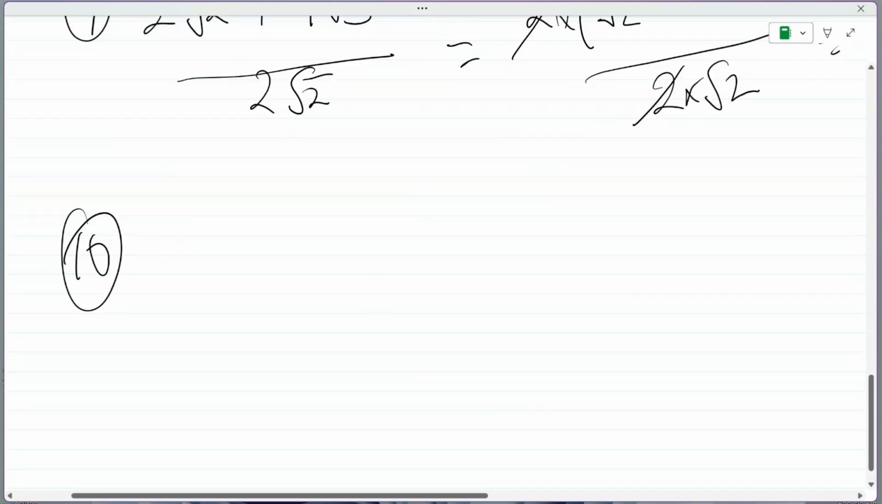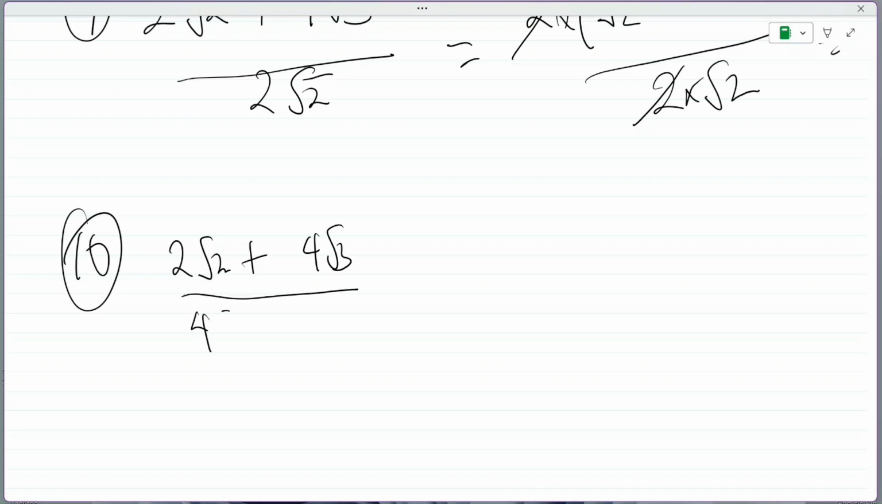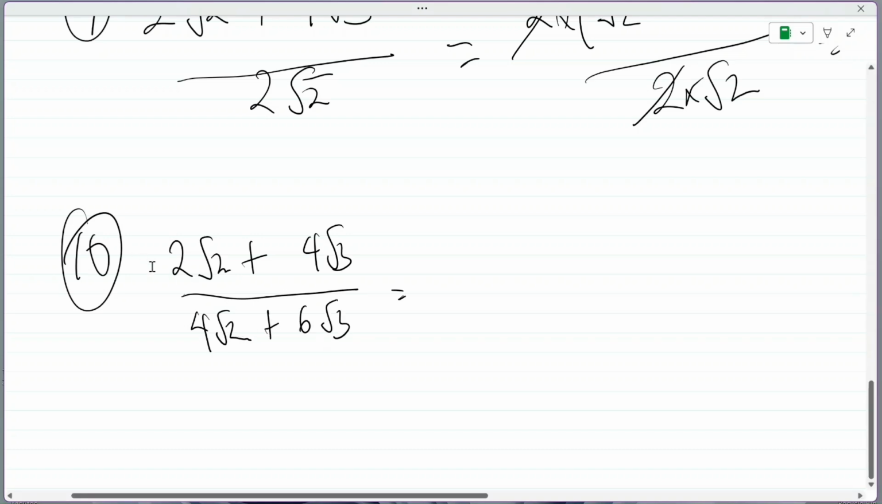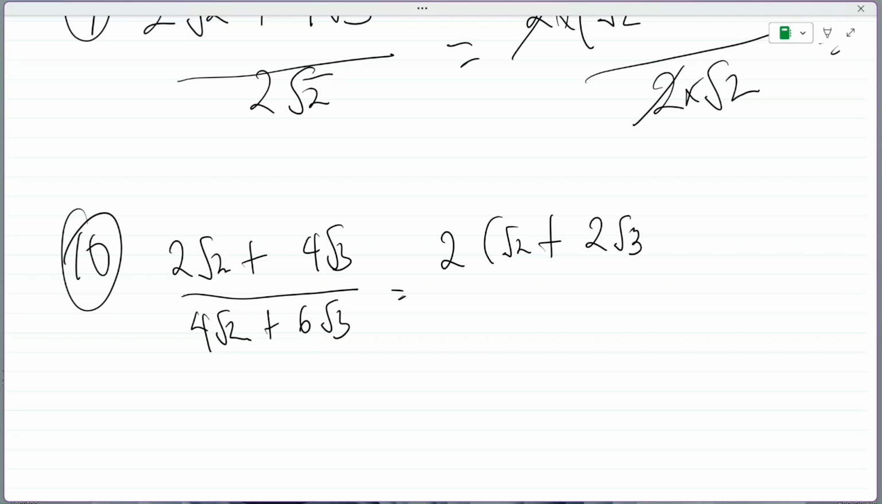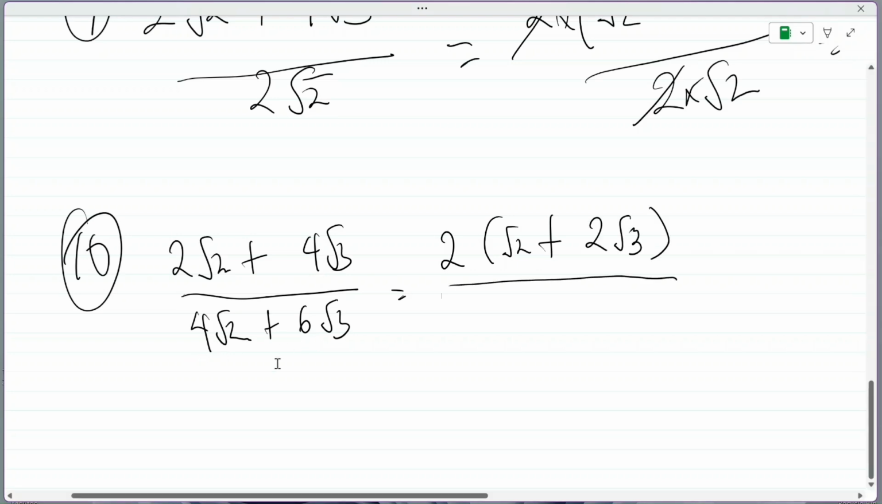Question 10, you have 2 root 2 plus 4 root 3 over 4 root 2 plus 6 root 3. To factorize this, there's 2 here and there's 2 here. You bring out the 2 that is common, you'll be left with root 2 here when you take out this 2, plus from this 4 you take 2, you divide by 2, you'll be left with 2 root 3 in bracket over. You can also take 2 from both of them.